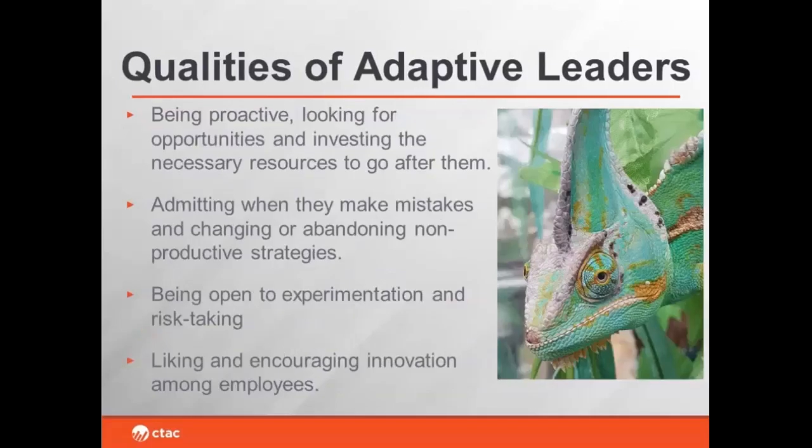Adaptive leaders are also proactive, always looking for opportunities that are going to propel the organization forward. An adaptive leader admits when they make mistakes, going back to that role modeling the qualities you want in people. So admit when you make a mistake. Admit that, look, we've been going in this direction. I thought that was the way we needed to go, but it's not working and we're going to change course. Being open to experimentation and risk-taking, and encouraging innovation among team members.